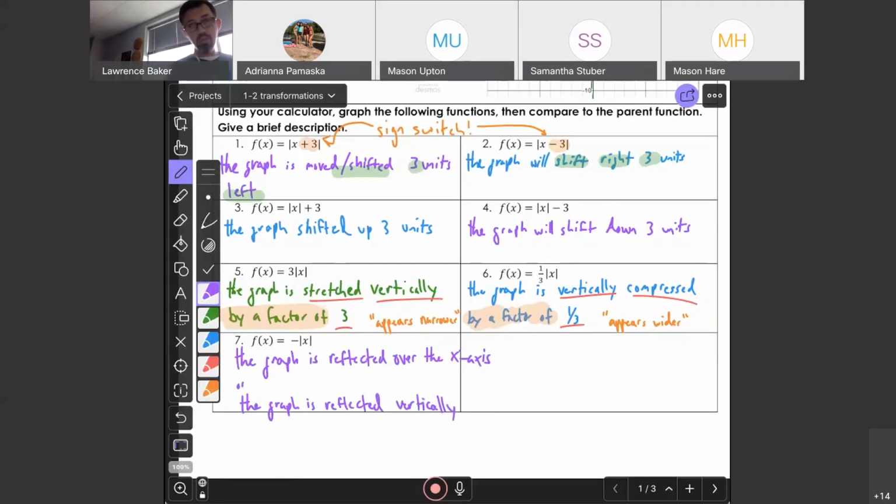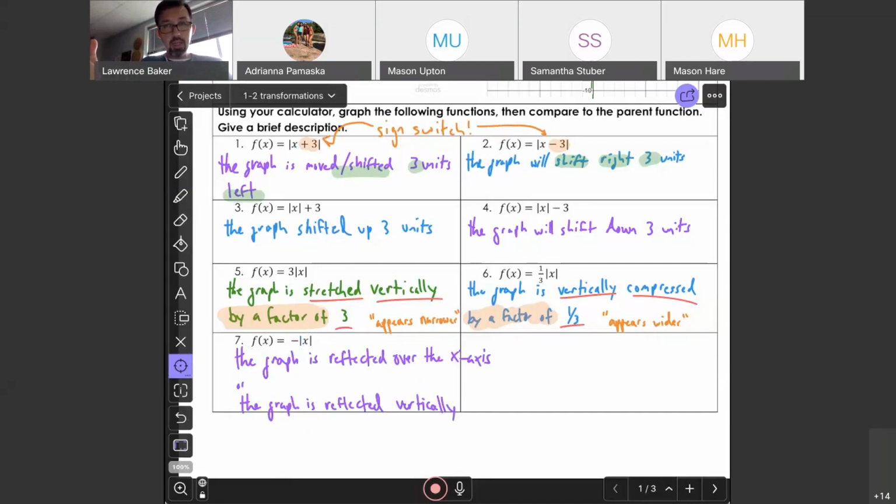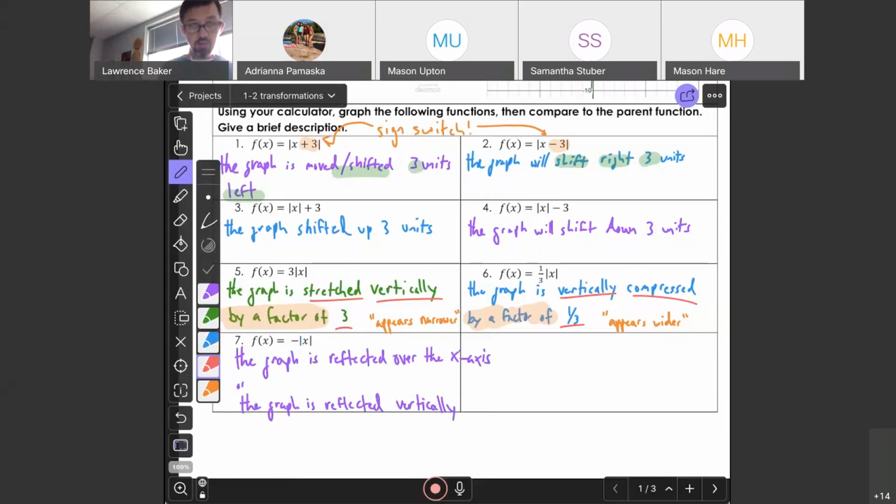So notice on this one that there is no number, right? We had the 3s and 3 and 3 and 3 and 3 and then a 1/3. There's no number here. You can't reflect something 3 times or something like that. It doesn't work like that. It's either reflected or it's not. It's either positive or negative. So there's less information here. It's just verb and then direction, but no size component to this.